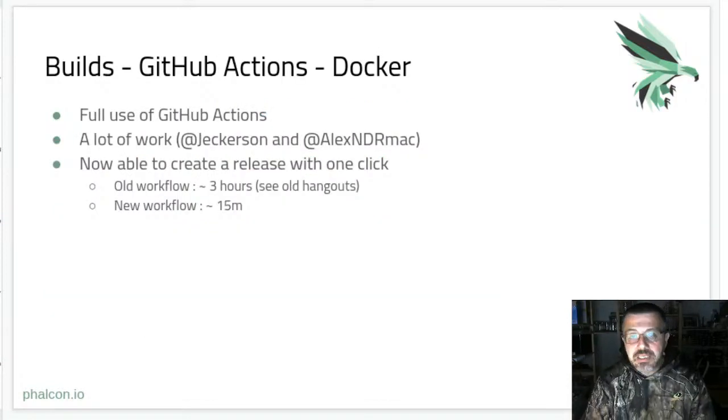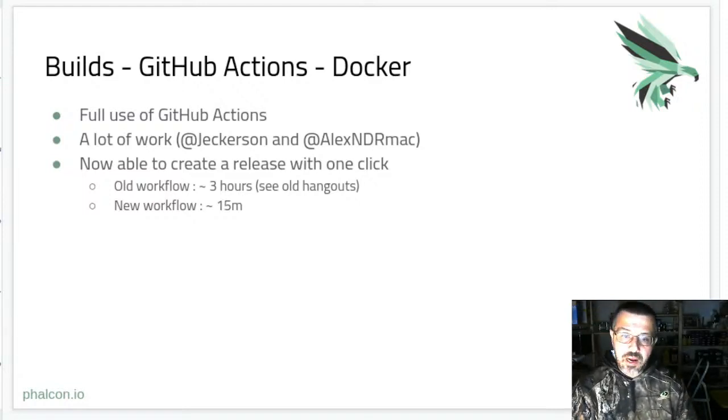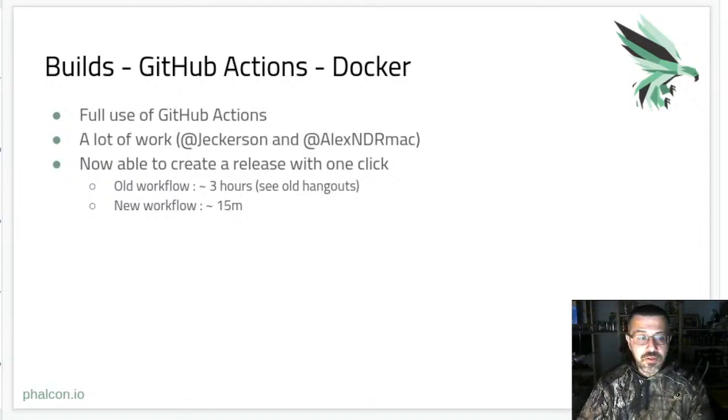As far as the builds, GitHub Actions and Docker are concerned, we have now full use of GitHub Actions. There has been a lot of work, and thank you to Alex and Anton for pushing forward with this. We're now able to create a release with just one pull request and one click, so to speak. The old workflow was around 3 hours, and most of that time was spent waiting for the Windows builds to build the DLLs using Zephyr. Some of you that have been in some old Hangouts with live releases will remember that. The new workflow is around 15 minutes. So we can pretty much create nightly builds if we want to. Okay, so great work to everybody.